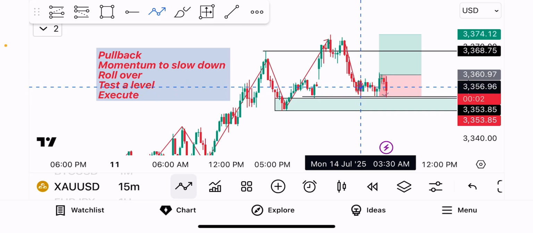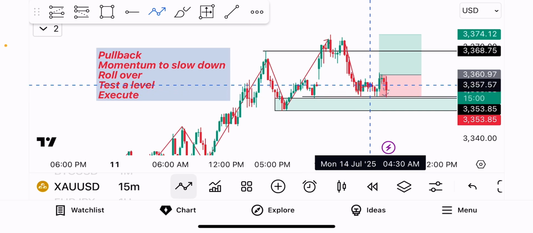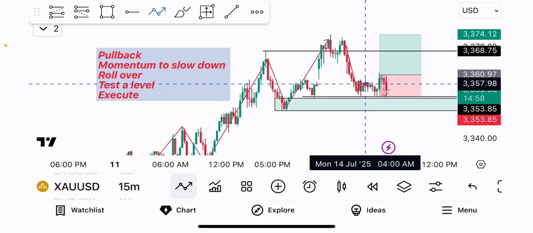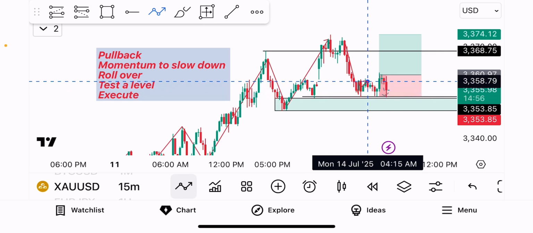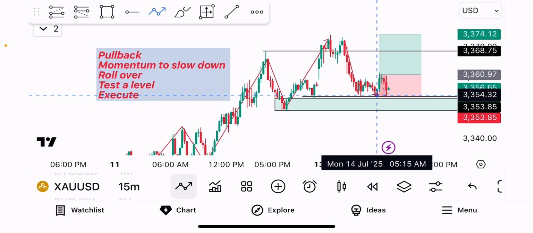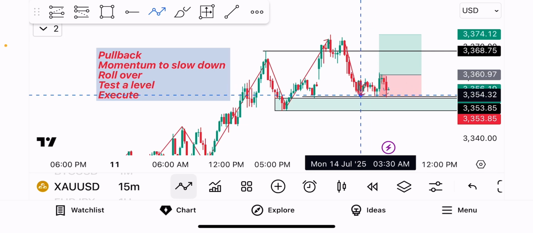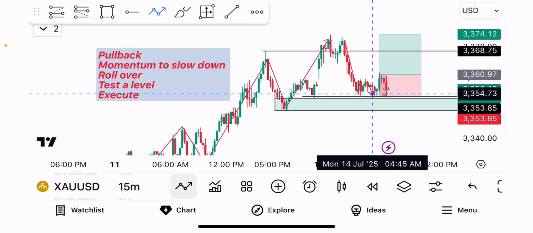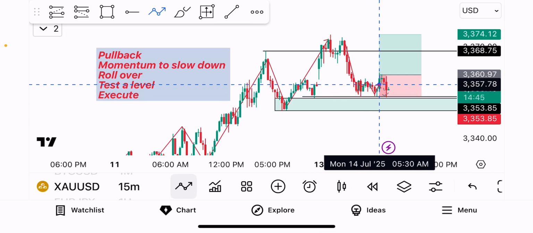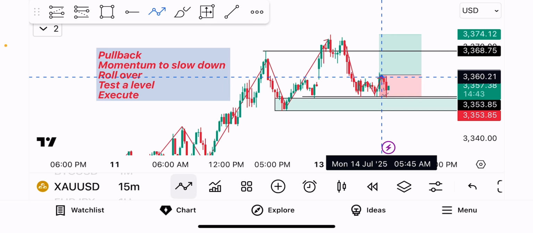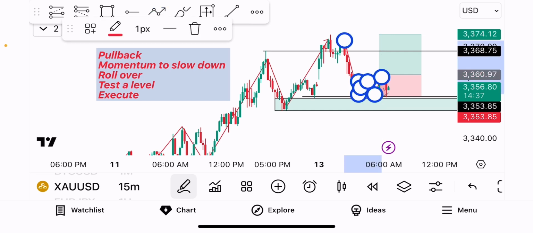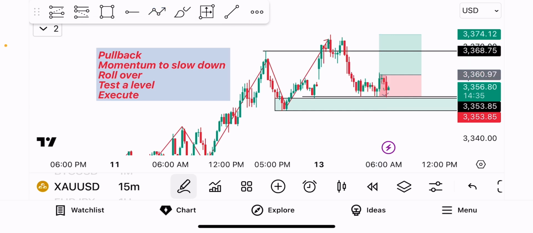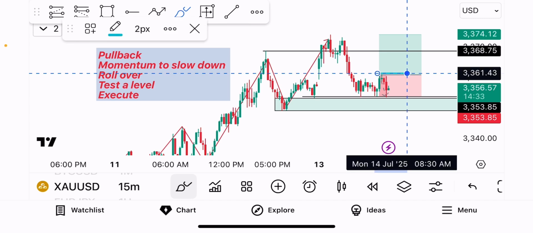So after slowing down, what again? I see that the market has already slowed down. So what again do I wait for? For price to roll over, which it has rolled over. Then after rolling over, the next thing I need to wait for is for price to test the level to see that it is actually holding, and it has tested it and it is holding. What's the next thing? Then price reverses. So from this point, I now execute my buy position, which is exactly what I did here.